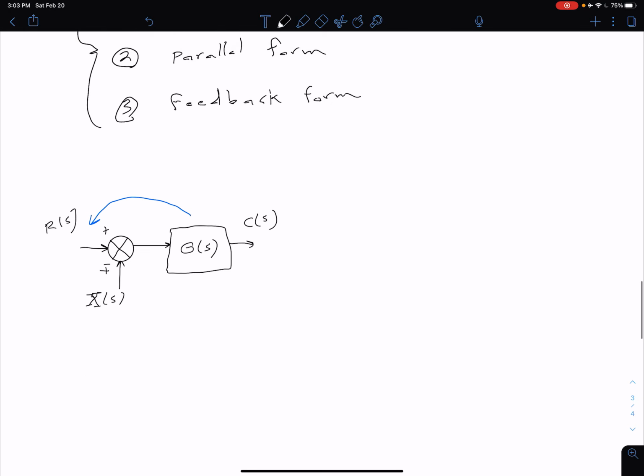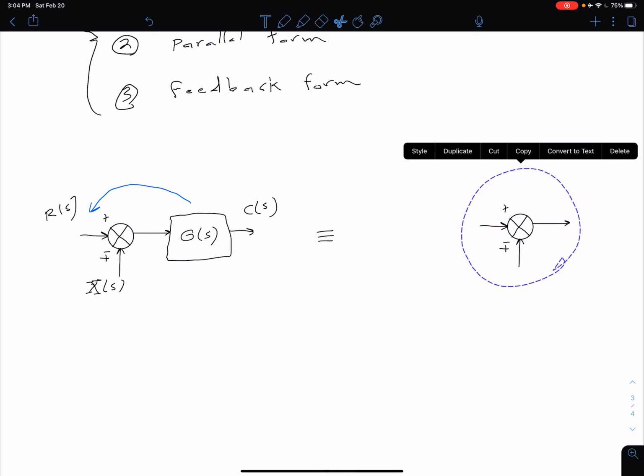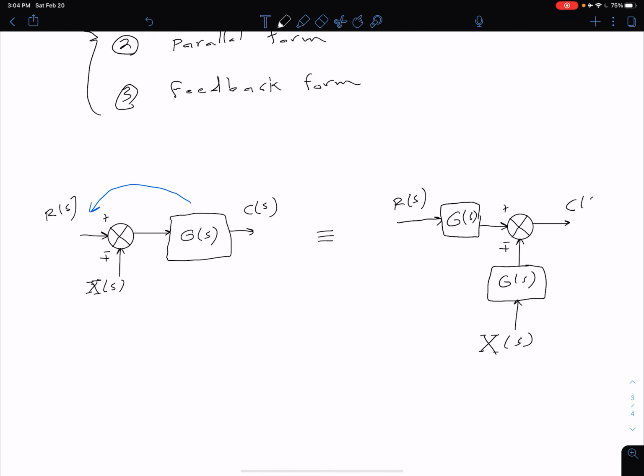What we can do is put it in both of those branches on the other side of the summing junction. So we can say that this is equivalent to, and let's put another summing junction here, having a G of S here as well as a G of S here. Into those we still have our R of S on the top and our X of S on the bottom, and then this is our C of S over here.